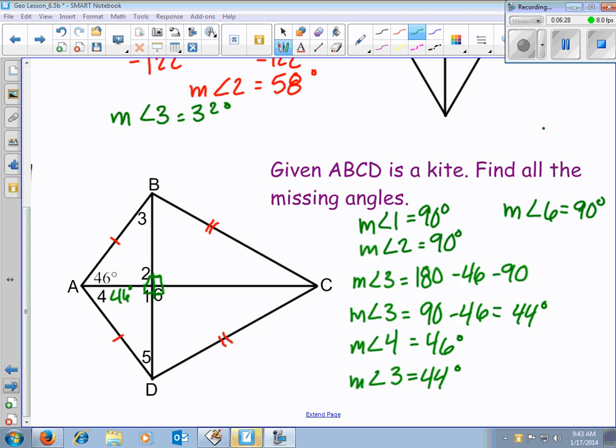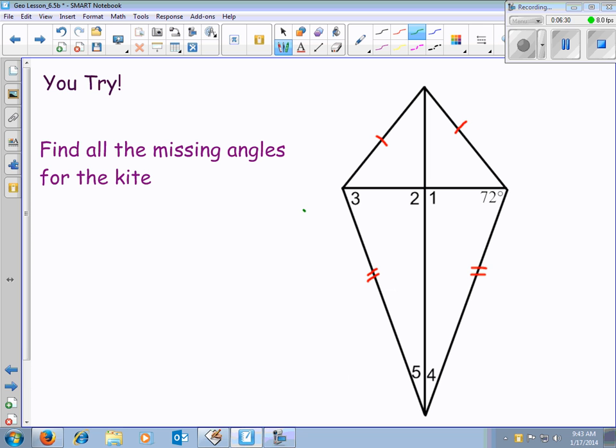Okay, now, next one. This is the one that I want you to try to do while you're at home. You can look back at the examples and watch the video again, but I want you to try to do this problem and bring it in to me on Tuesday.